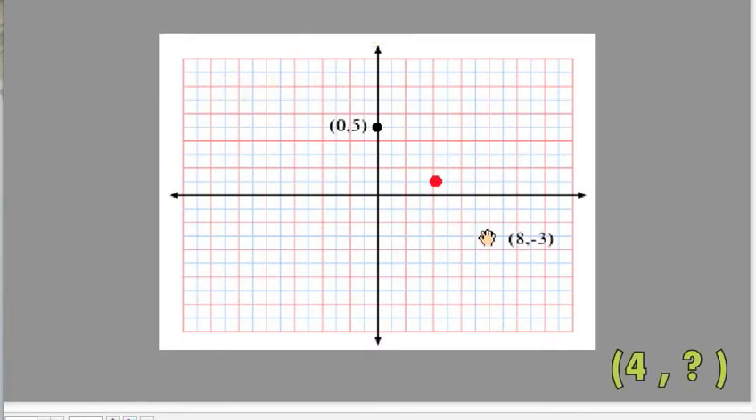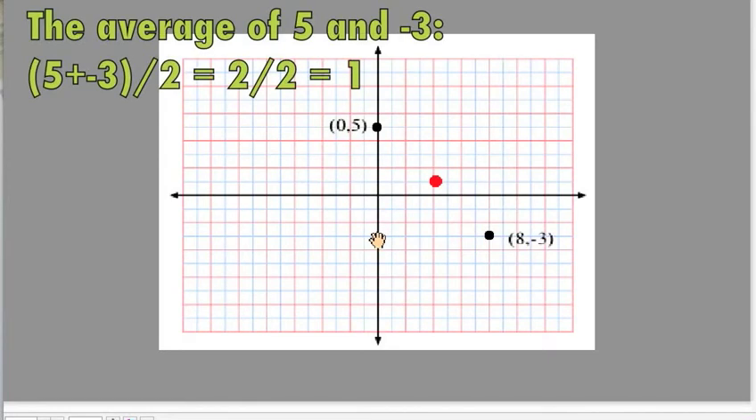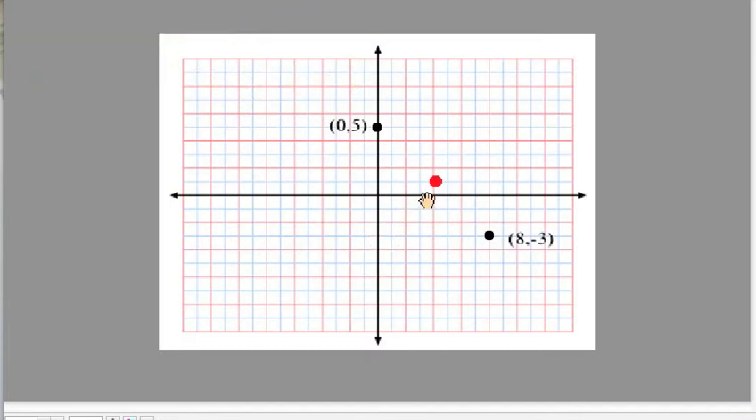And we play the same game for the y-axis. That is, the endpoint here is 5, and the endpoint down here is -3. And the point exactly between those is actually the average of those points. So (5 + -3) divided by 2. 5 plus -3 is 2, and 2 divided by 2 is 1. So the y component is 1.